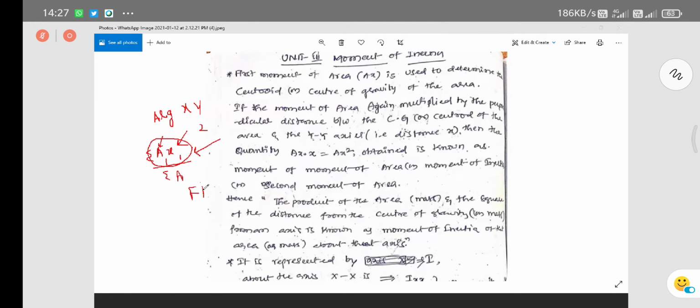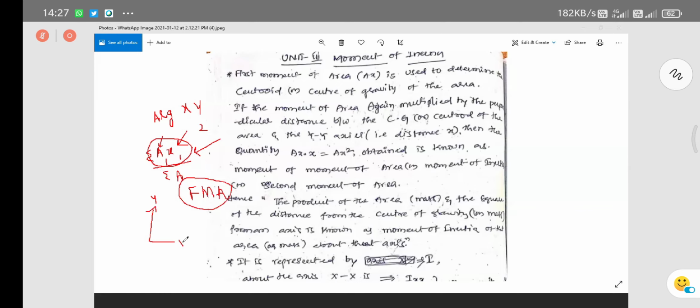Why we call it the first moment of area: we know that moment is how much area there is, multiplied with a particular distance. So area multiplied with a particular distance is called a moment. And why first moment of area? Because only one perpendicular distance is there, which is measured from the y axis only.